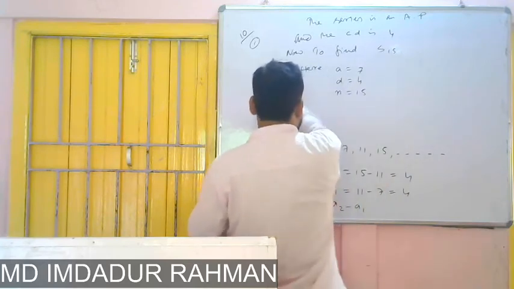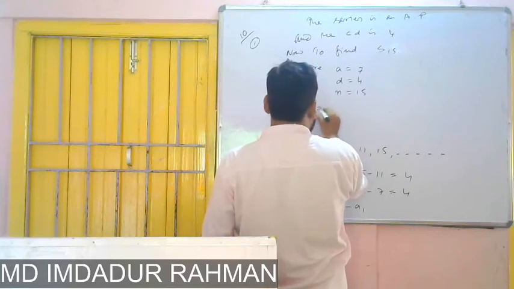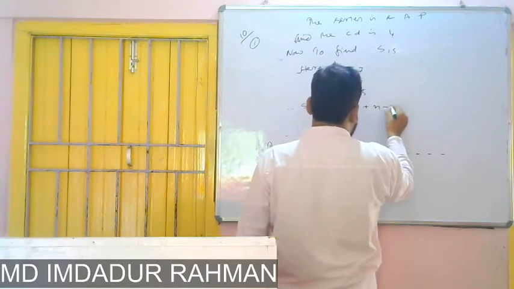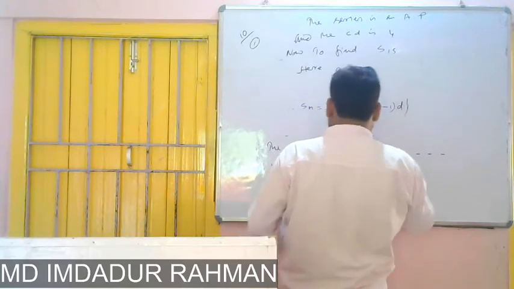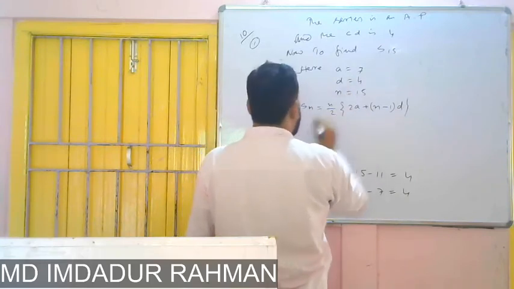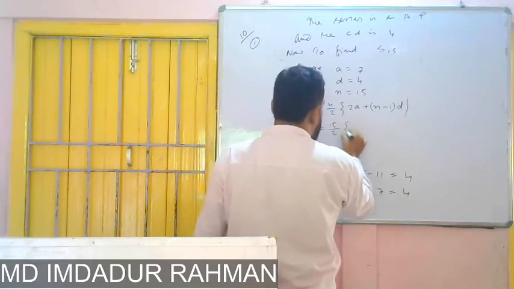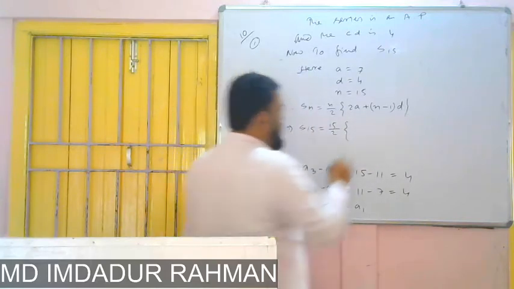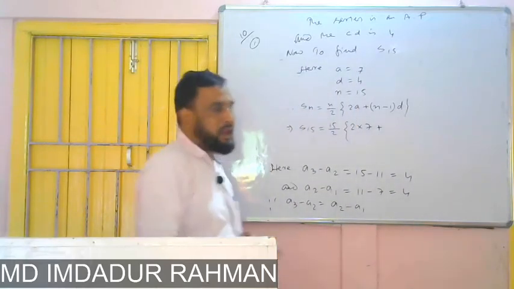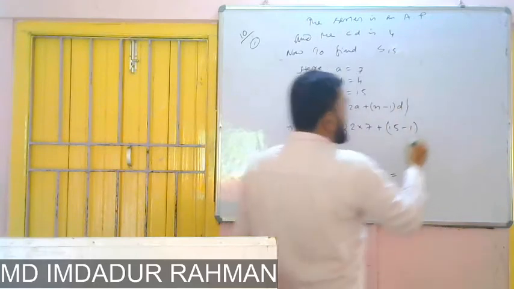Therefore, Sn is equal to n by 2 into 2a plus n minus 1 into d. Then put the values. We have to find S15. S15 is equal to 15 by 2 into 2 into 7 plus n minus 1, where n is 15, into d, and d is 4.